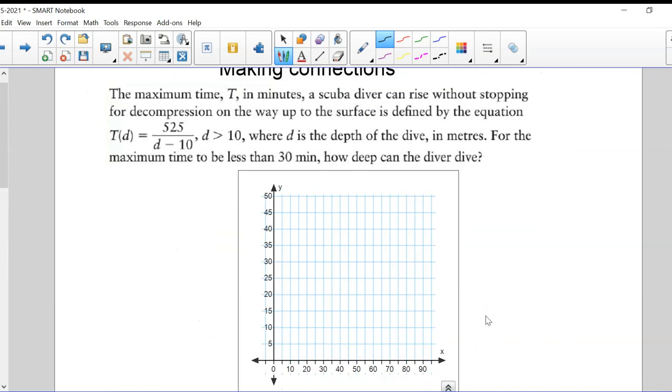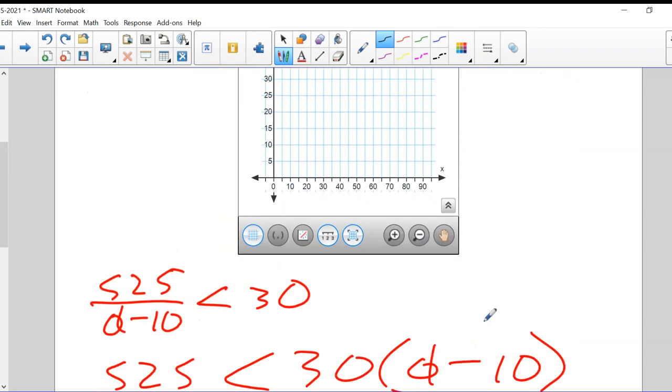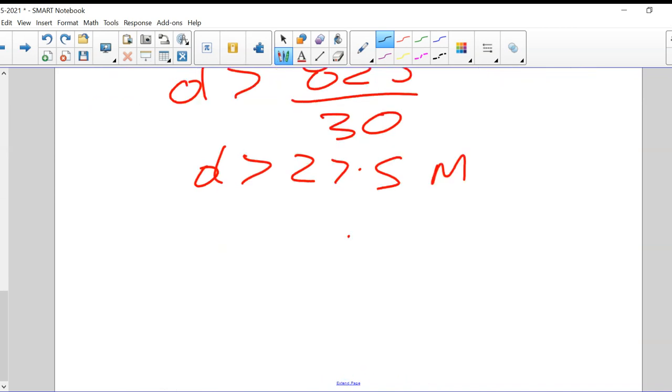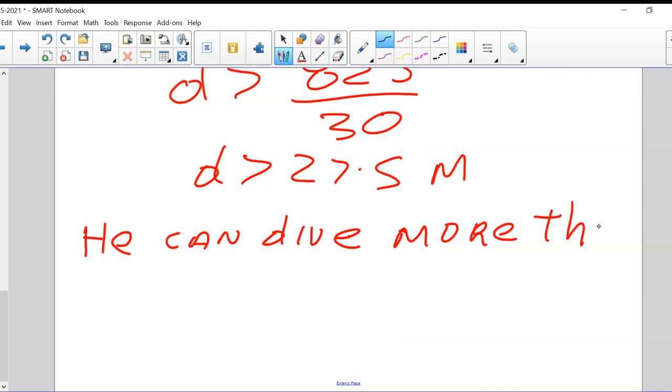So what's the maximum time to be less than how deep can the diver dive? So I put a statement here. He or she can dive more than 27.5 meters. Okay, and that's really the essence of that question.